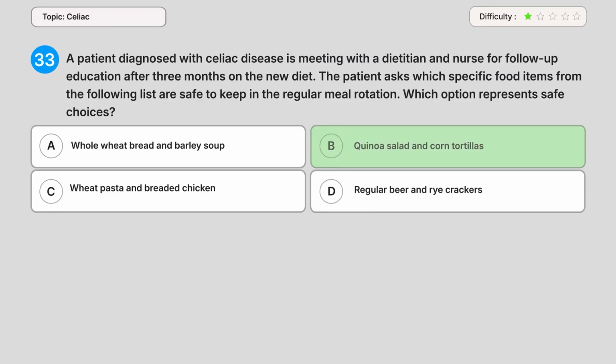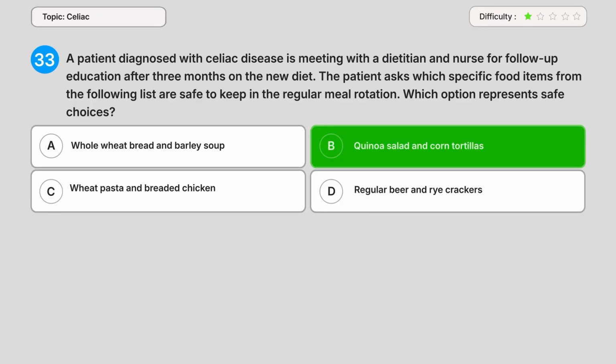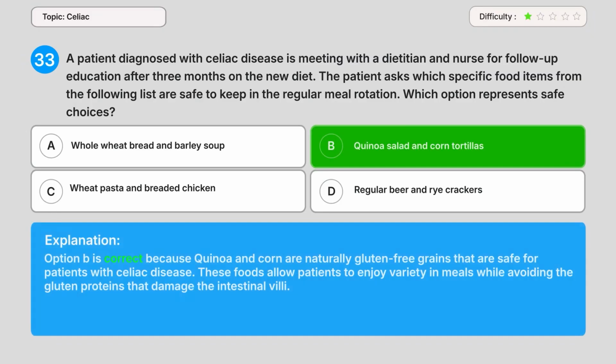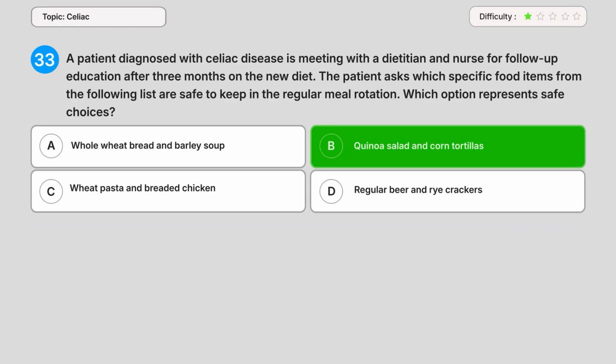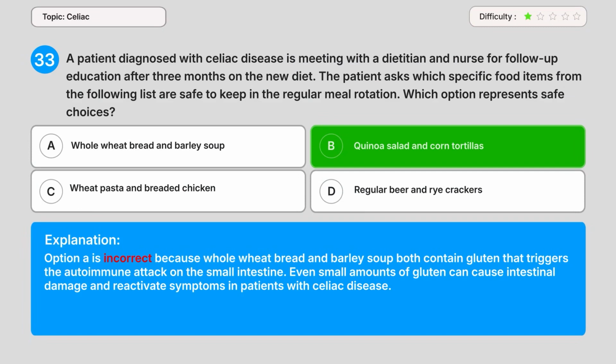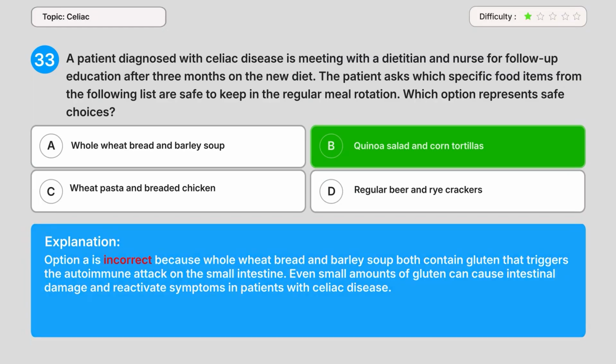Correct answer: B. Quinoa salad and corn tortillas. Quinoa and corn are naturally gluten-free grains that are safe for patients with celiac disease. These foods allow patients to enjoy variety in meals while avoiding the gluten proteins that damage the intestinal villi. Option A is incorrect, because whole wheat bread and barley soup both contain gluten that triggers the autoimmune attack on the small intestine. Even small amounts of gluten can cause intestinal damage and reactivate symptoms in patients with celiac disease.